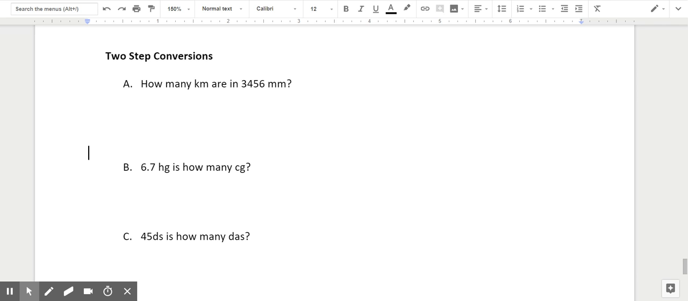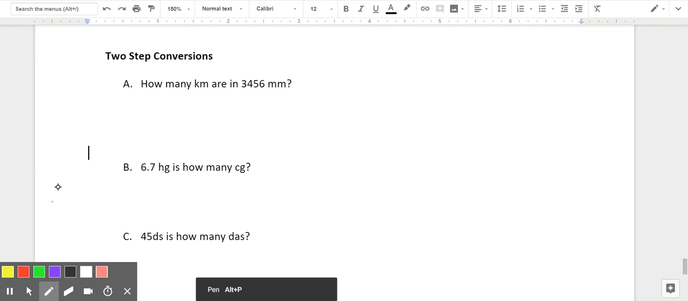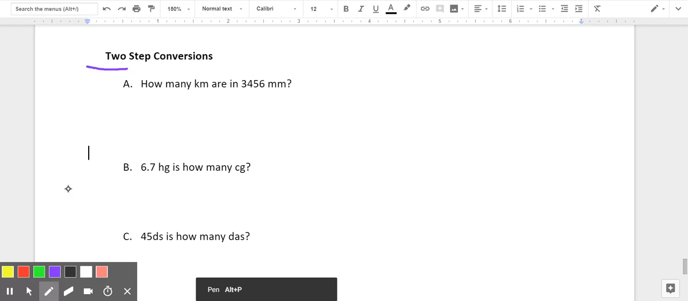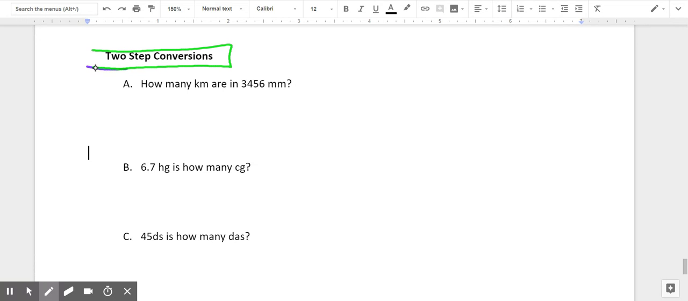Hello again. This video is how to do two-step conversions, converting metric prefixes and metric units that require two steps. In this particular question A, how many kilometers are there in 3,456 millimeters?